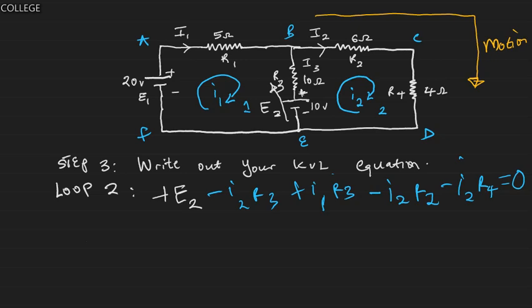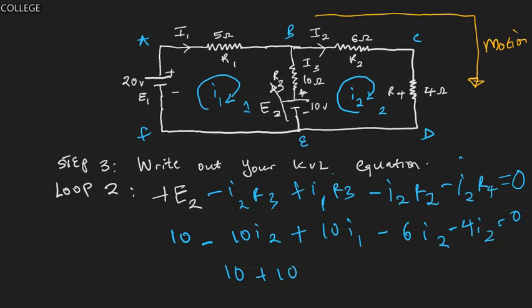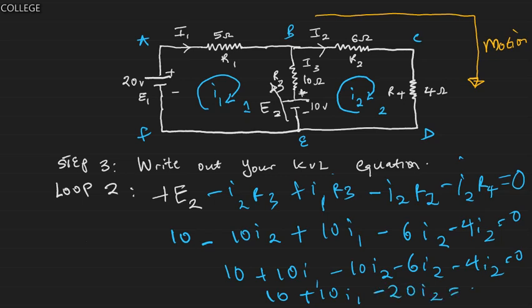Now let's substitute parameters. We have 10 minus 10i2 plus 10i1 minus 6i2 minus 4i2 equals 0. If we simplify this further, we have 10 plus 10i1 minus 10i2 minus 6i2 minus 4i2 equals 0. We have 10 plus 10i1 minus 20i2 equals 0.